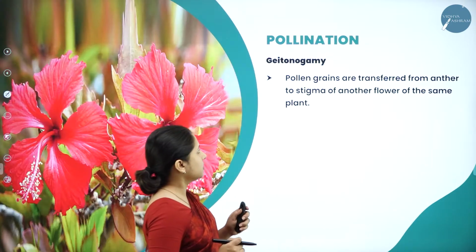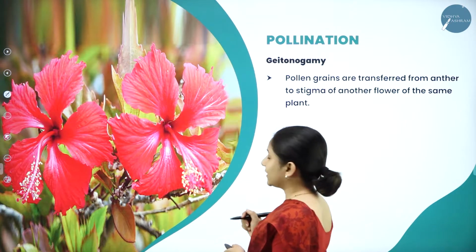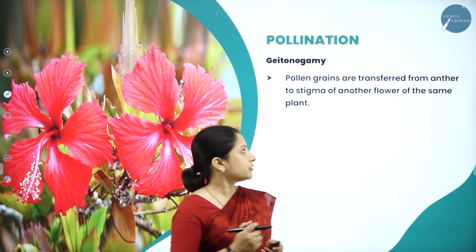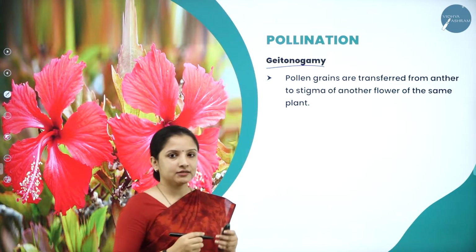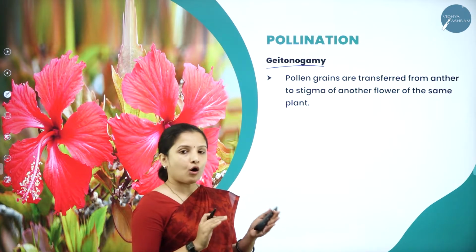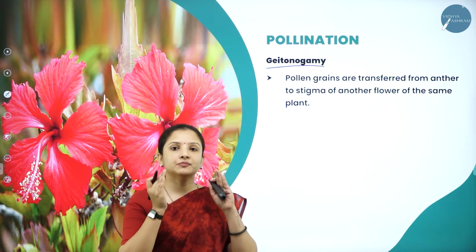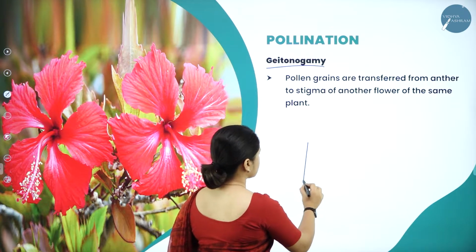Moving further, we'll study one more kind of pollination called Geitonogamy. In Geitonogamy, what happens? The pollen grains are transferred from the anther to the stigma of another flower that is present in the same plant. So you'll have a plant.